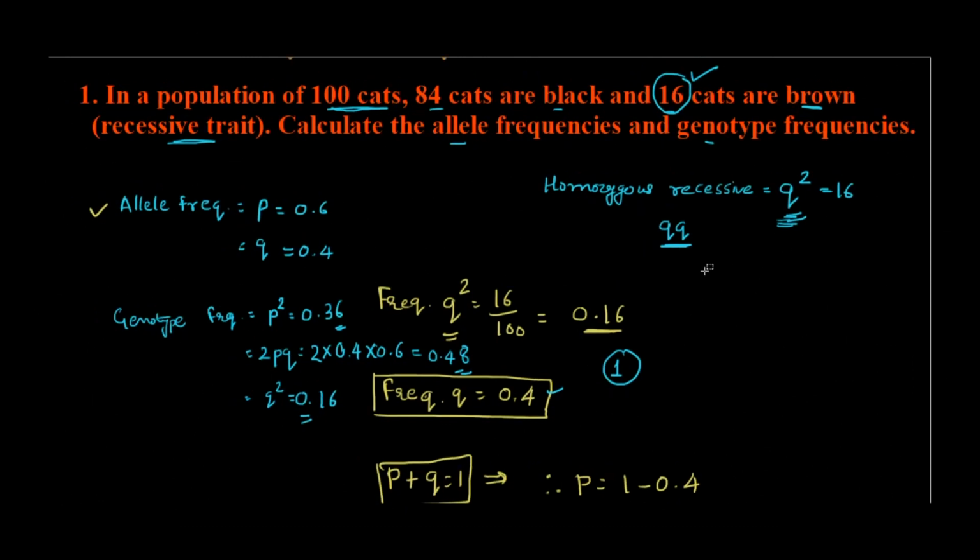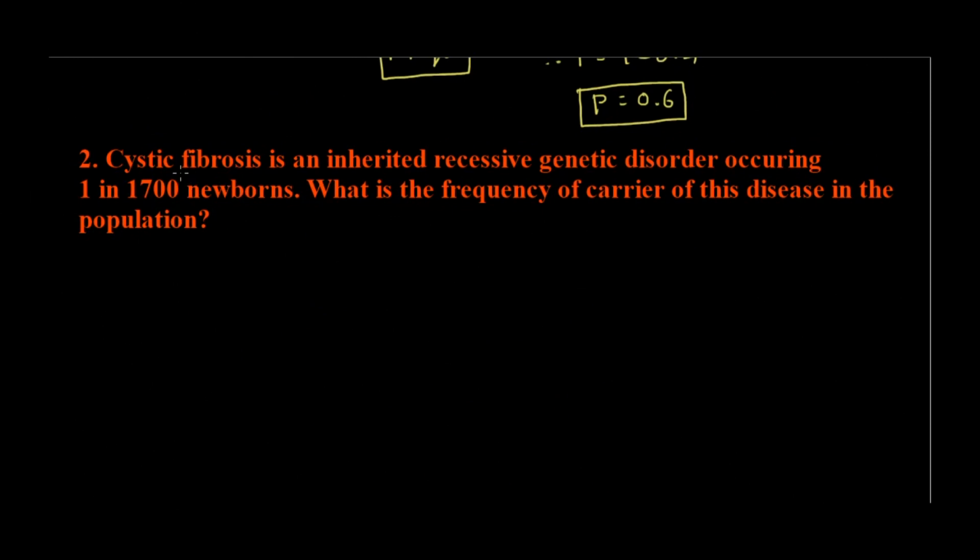Now let's take a little different problem than this. So it says that cystic fibrosis is an inherited recessive genetic disorder. Look at it. It says it's a recessive genetic disorder which is occurring in 1 in 1700 newborns. What is the frequency of carriers of this disease in the population? Now if you look at this problem, it is just asking us to find out the frequency of carriers of that particular disease, right? And since they are talking about a recessive genetic disorder, that means a carrier would be a heterozygous condition where it contains one recessive allele.